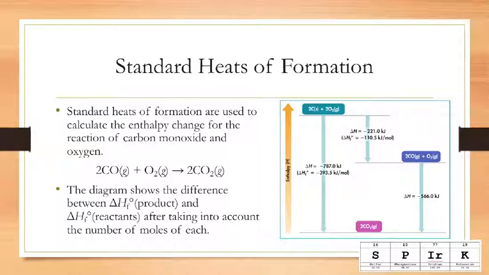So if we look at the standard heats of formation, they are used to calculate the enthalpy change for the reaction of carbon monoxide and oxygen. The diagram shows the difference between the delta HF of the products and the standard heat of formation of the reactants, after taking into account the number of moles of each.